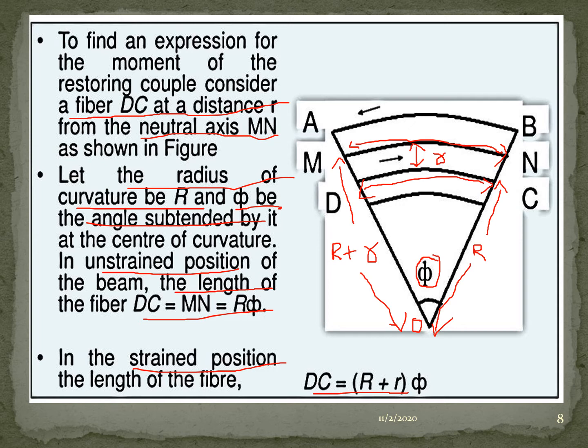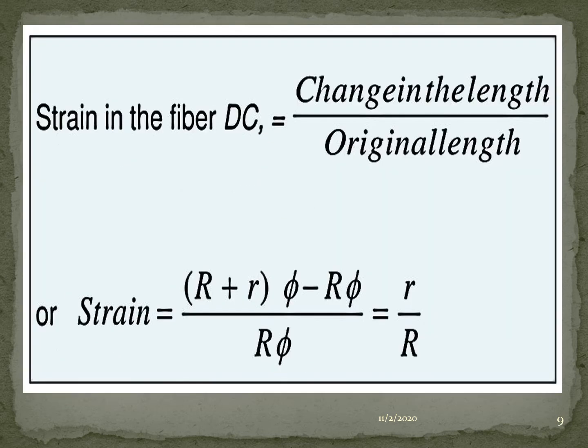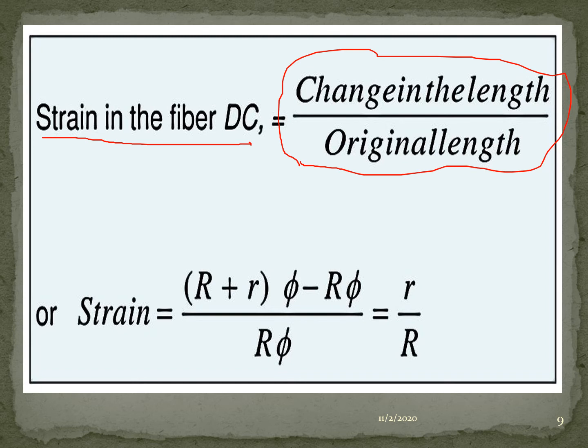So, if you want to find out the length of the arc now, the length of the arc becomes capital R plus small r into phi. From the above equation, we are going to find out the strain in the fiber DC, which is given by the formula change in length by the original length. So, what is the change in length? It is the difference between R plus r into phi minus R phi, divided by the original length, R phi. When you substitute, on simplification we get small r by capital R, which is the strain of the material.